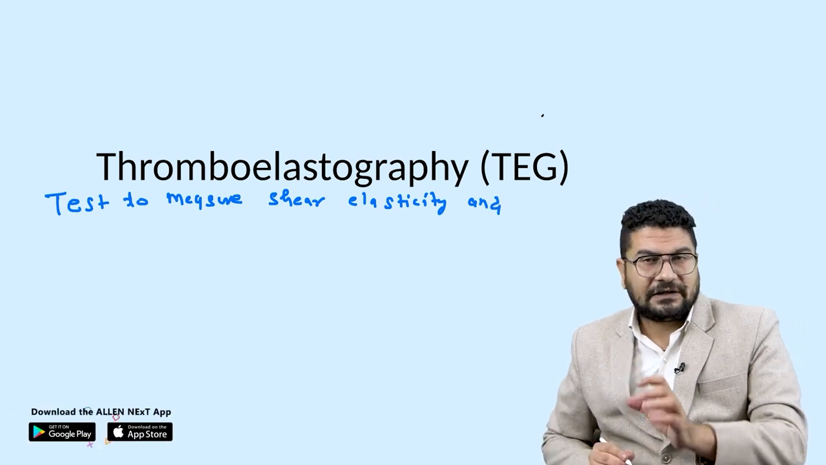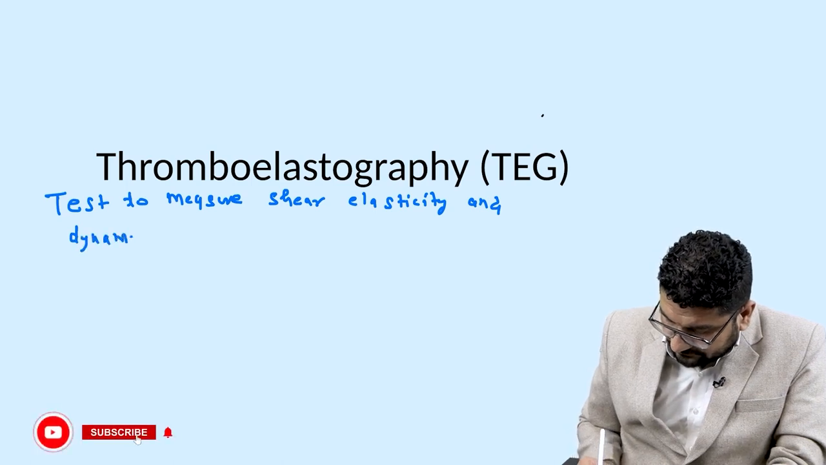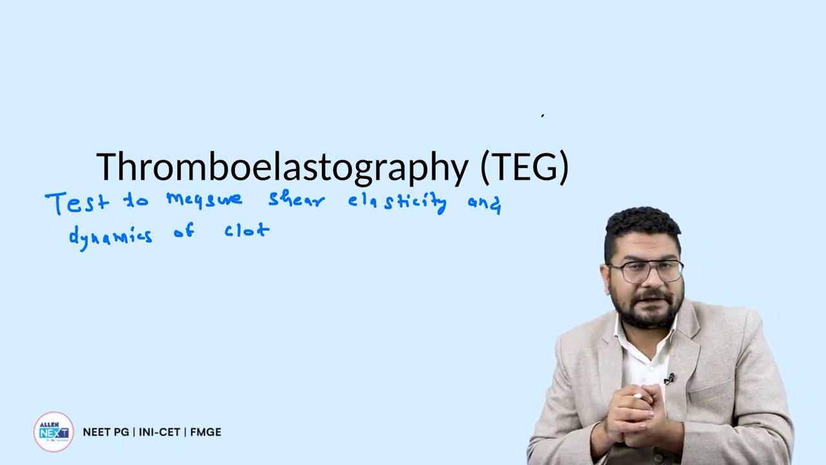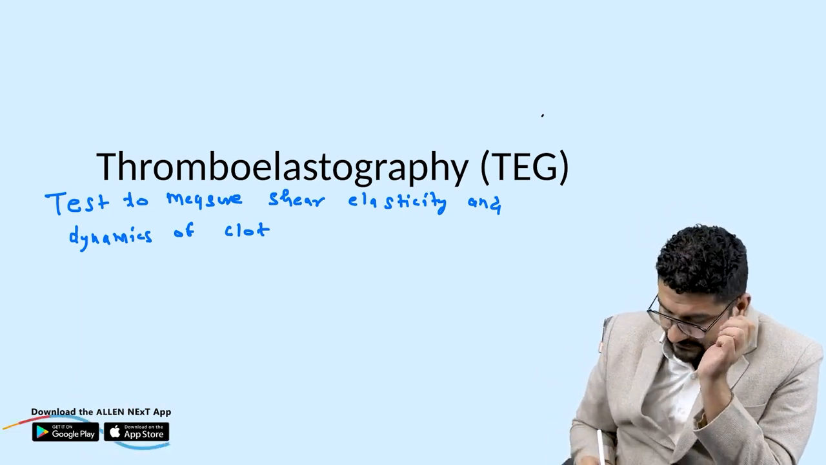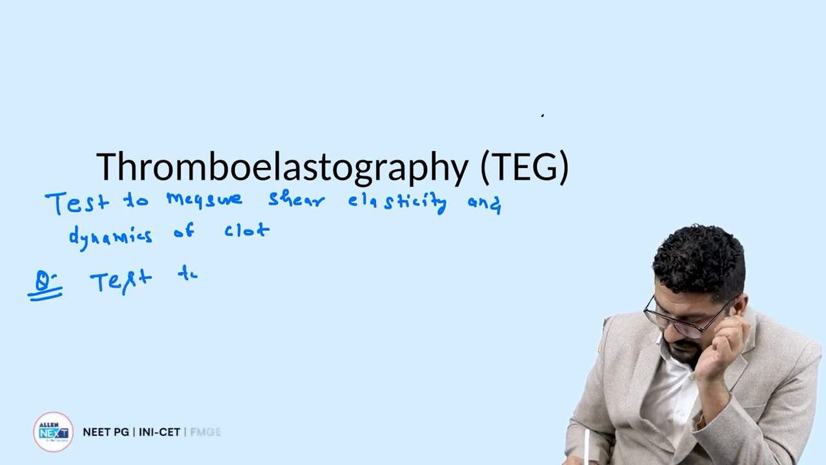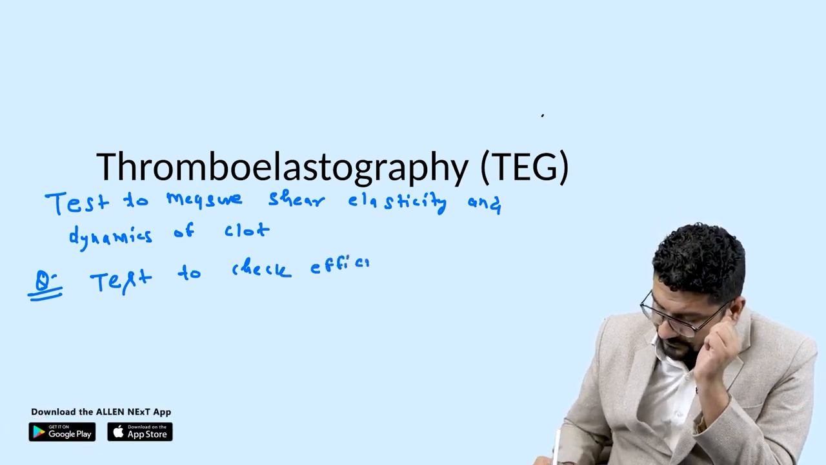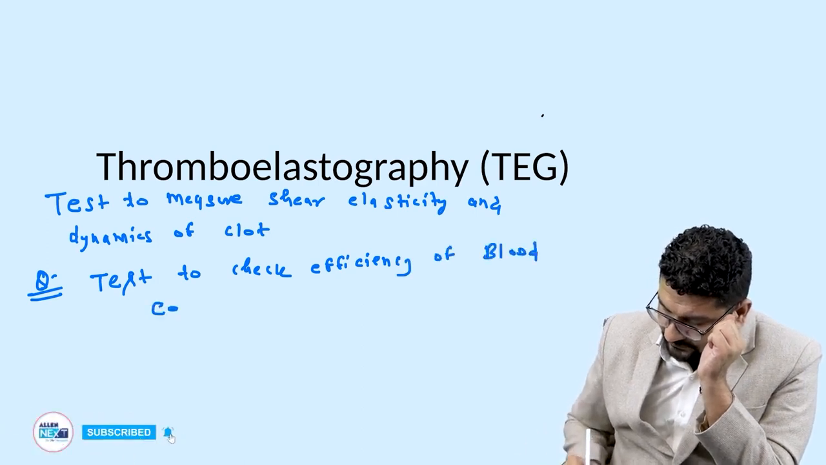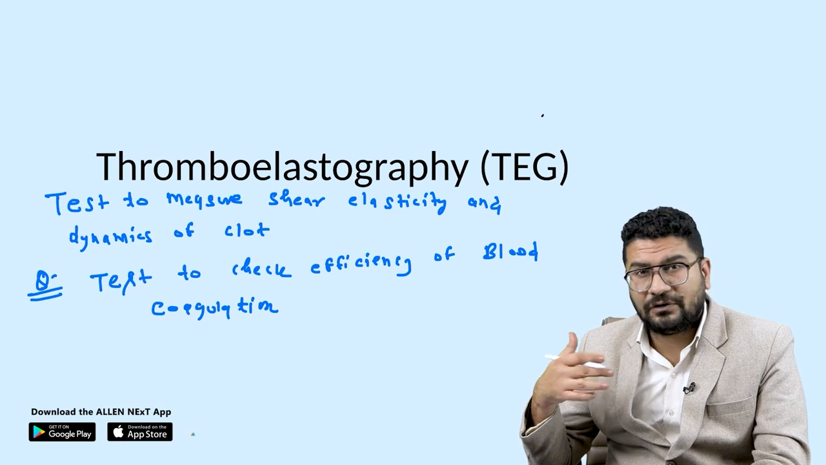And what else we can check? We can check dynamics of how a clot is being formed, means dynamics of clot. Now understand, basically this is a test where we can check how efficient our blood clotting system is working. So basically this question came once in exam. It is a test to check efficiency of blood coagulation. So in recent few years, there are questions asked in exam based on thromboelastogram.